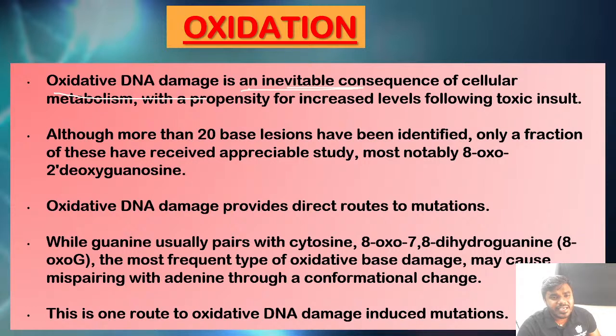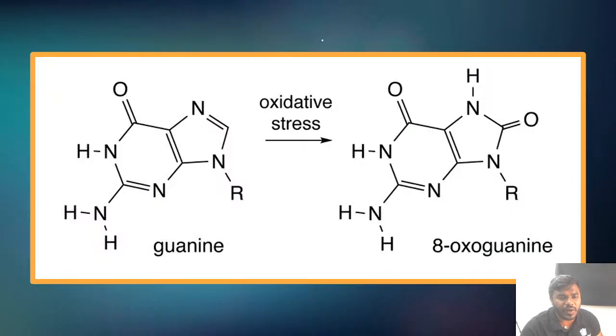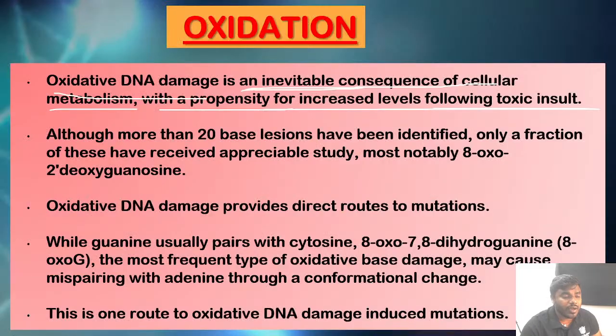Oxidative DNA damage is an inevitable consequence of cellular metabolism with a propensity for increased levels following toxic insult. So that's what I can say: when compared to depurination and deamination, oxidation is a more dangerous type of mutation. Deamination and depurination are also very dangerous types of mutations, but oxidation is more dangerous than those two. What is oxidation here, friends? Very simple. We are treating our DNA bases with certain oxidizing agents.